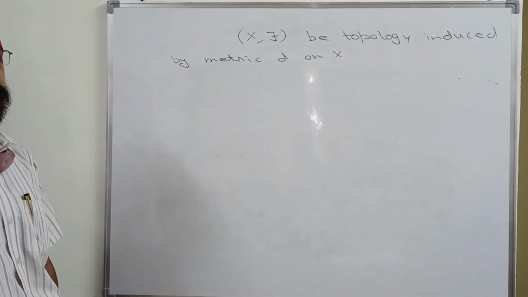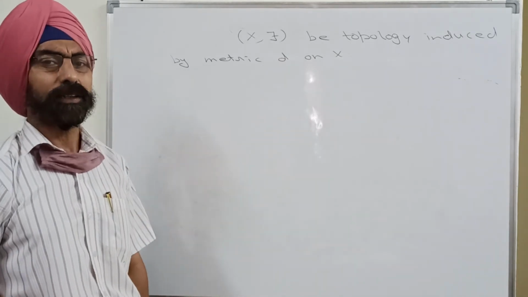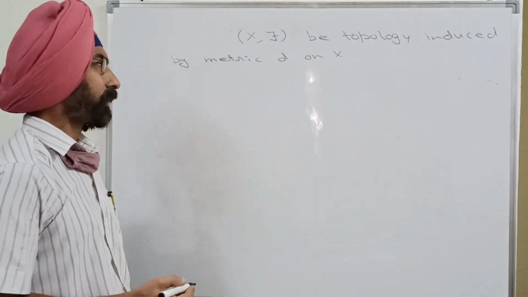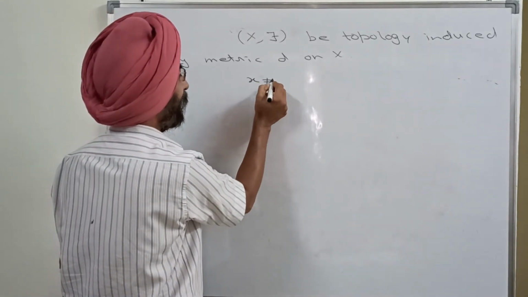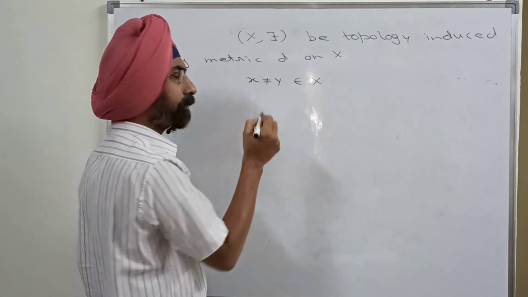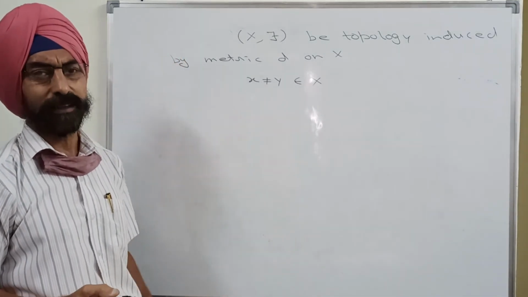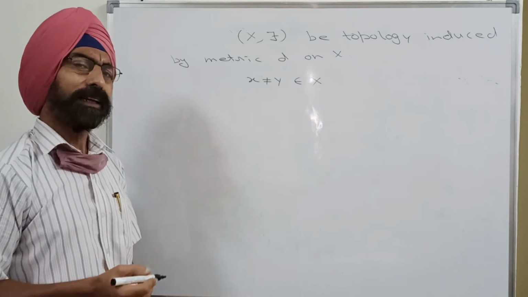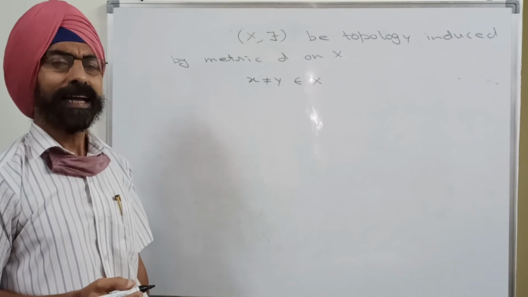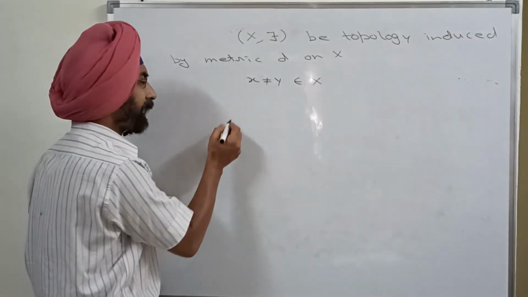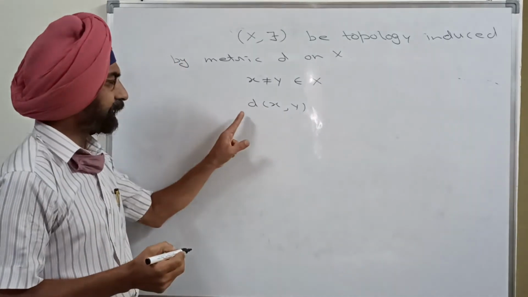Metric d on X. So let us see if it is a T-naught space or not. So what we have to do? Once again, we will take two distinct elements x and y from X. The proof is almost similar to the previous one. The only difference is that earlier we took the distance between x and y, and now we are taking d of xy, where d is the metric.